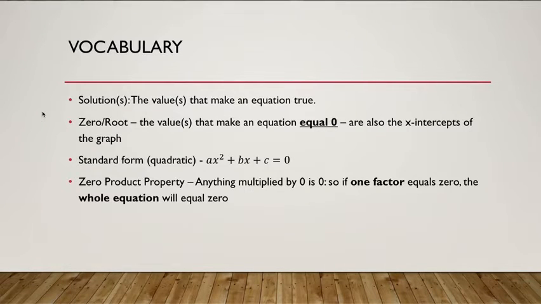And today with our factoring, we're going to use the zero product property, which tells us that anything multiplied by 0 is 0. What this allows us to know is that if one factor equals 0, the whole equation has to equal 0. So we use that idea in some of our steps to make sure we are getting every possible solution or every possible zero or root of a quadratic.